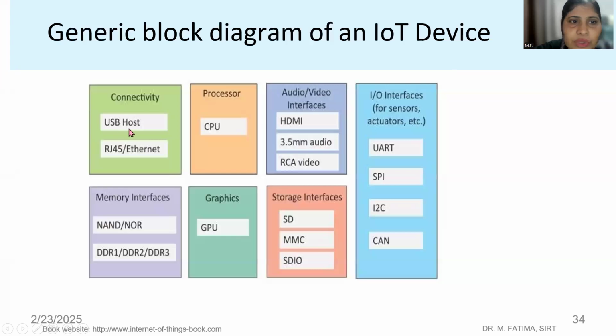For the connectivity, the USB host and cables like RJ45 or Ethernet cable are required. For memory interfaces, the NAND and NOR are required. The CPU is also required. For the graphics, graphic processing units are required. For audio video interfaces, different cables are required, like HDMI, 3.5 millimeter audio, RCA video. For storage interfaces, SD card, MMC card, SDIO cards are required. Similarly, for input-output interfaces for sensors and actuators, UART, SPI, I2C, and CAN interfaces are required.